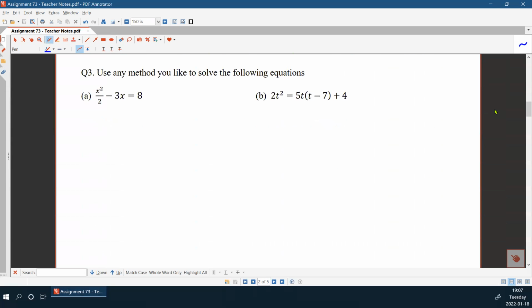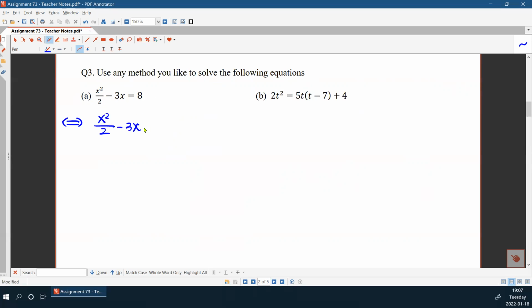Okay. Next one. Use any method you like to solve the following equations. Usually, we'll choose the simplest method. Okay, that'll save a little time. So for the first equation, first of all, let's convert it to standard form first. That means the original equation is equivalent to this one.